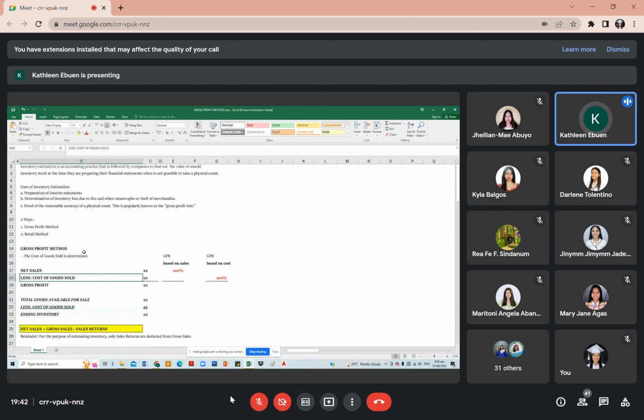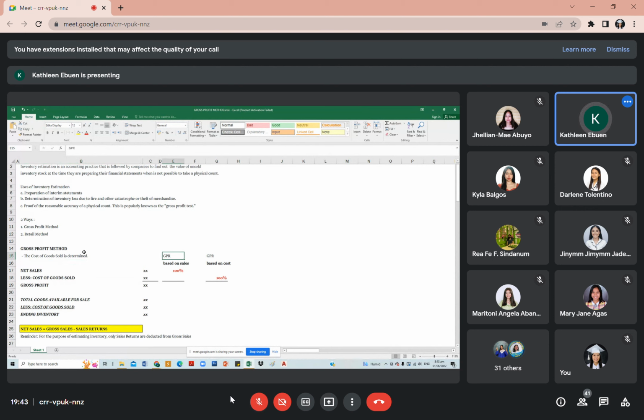So, net sales less cost of goods sold is equals to gross profit. So, ma'am, bakit po natin kukunin si cost of goods sold? Ano yung kinalaman niya sa ending inventory? So, pag nalaman kasi natin si cost of goods sold, we can apply na dito sa second formula natin, which is total goods available for sale. So, mako-compute natin siya using the beginning inventory plus the net purchases is equal to total goods available for sale less cost of goods sold is equals to ending inventory. So, sa inventory estimation, ito yung hinahanap natin, si estimated ending inventory.